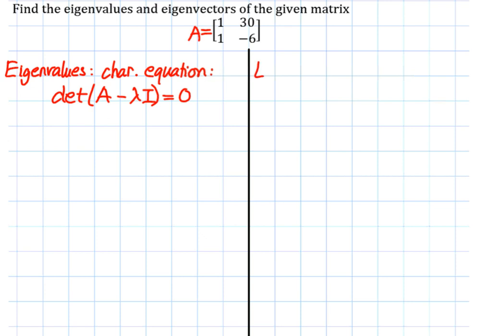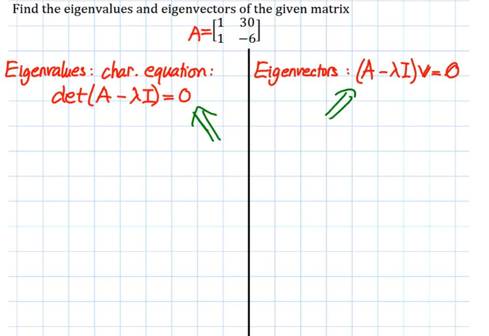For eigenvectors, we will solve this equation: A minus lambda I times vector V equal to a 0 vector. Notice that on the left hand side, this equation is in the scalar form, and this one is in the vector form.